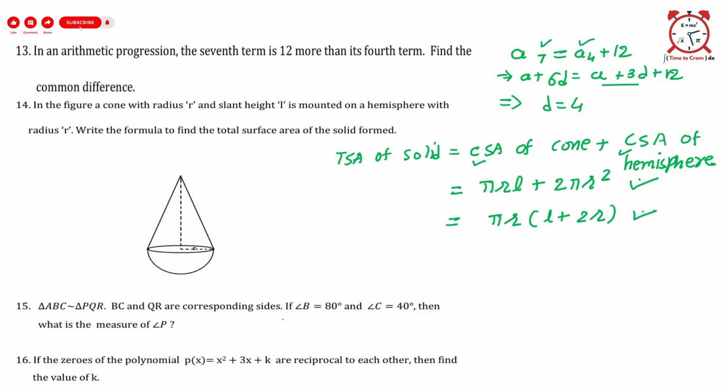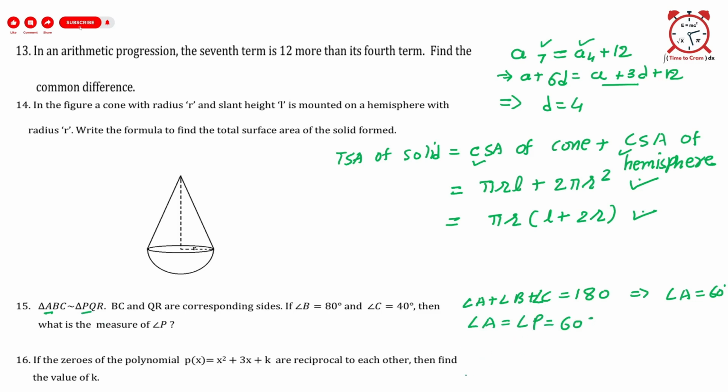Next question, question number 15. Triangle ABC similar to triangle PQR is given. B and C are also given. We use the angle sum formula here, A plus B plus C equals 180. Keeping the values, we find angle A equals 60 degree. It is very clear that A and P are congruent angles, so angle A equals angle P equals 60 degree.